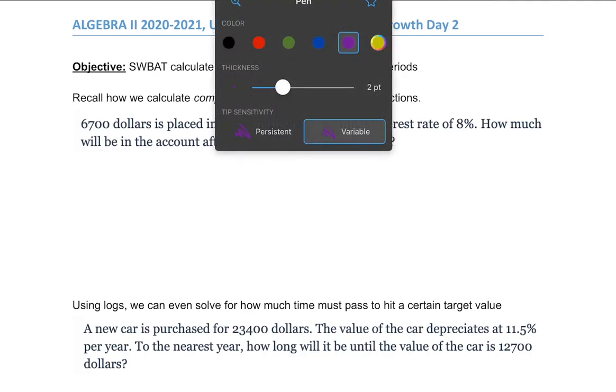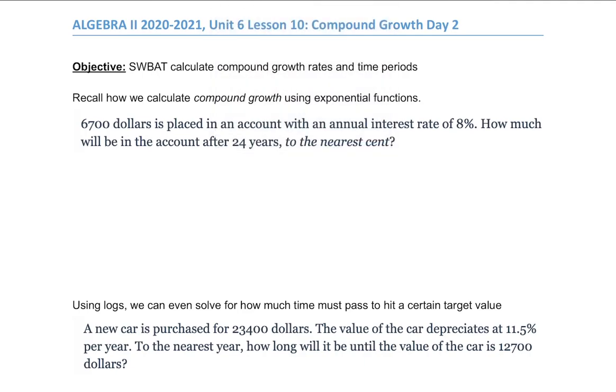We're going to talk about compound growth, and here's an example of what we've done so far. $6,700 is placed in an account with an annual interest rate of 8%. So every year it's worth 8% more than the year before. How much will the account be worth in 24 years to the nearest cent?